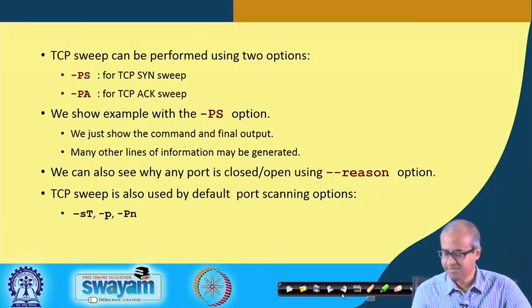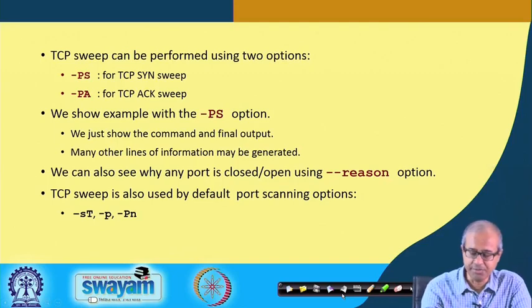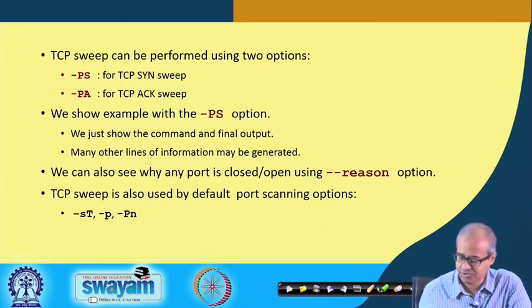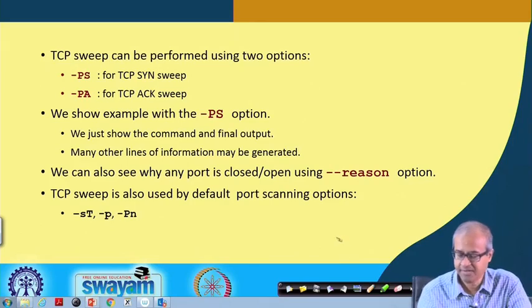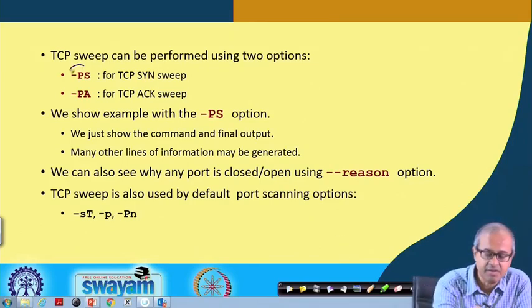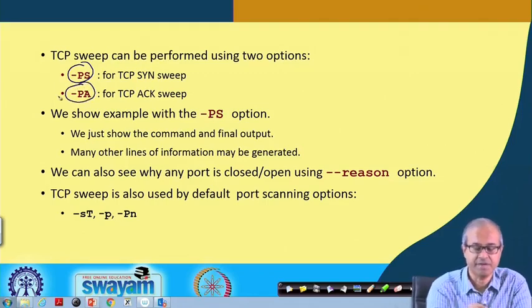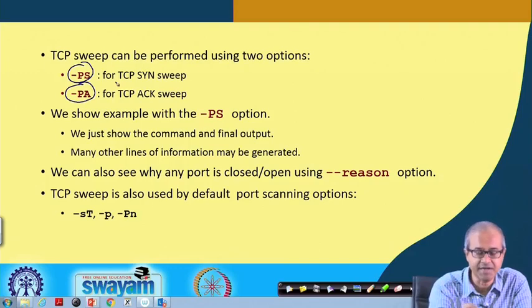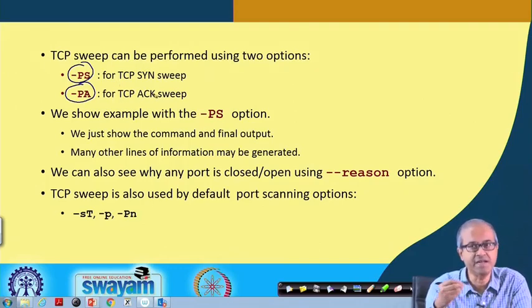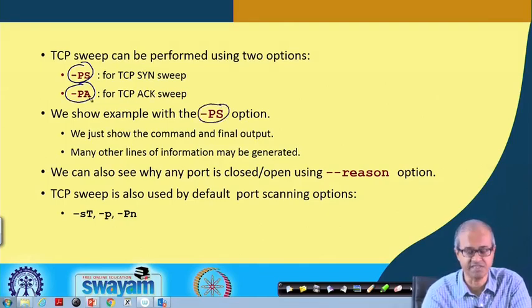So, for TCP sweep, there are two different options you can use: minus PS or minus PA. Minus PS is used for TCP SYN, it will be sending a TCP SYN packet, and minus PA will be sending a TCP acknowledgement packet. We will show some examples with the minus PS option; minus PA will be very similar.